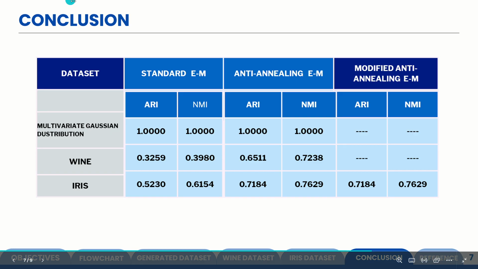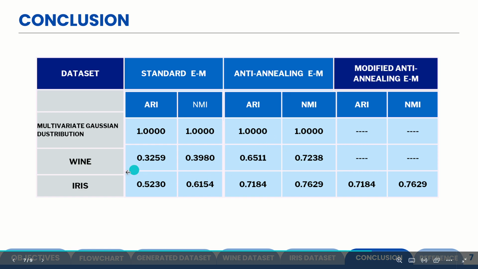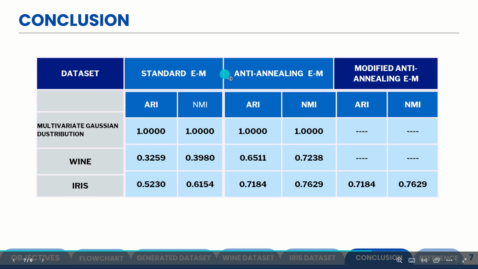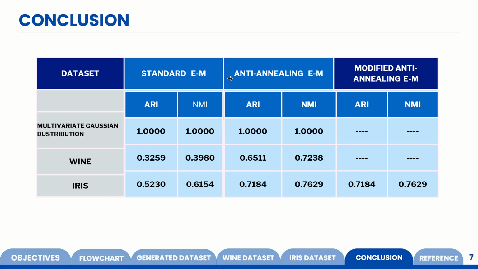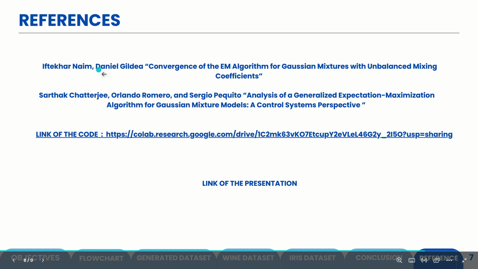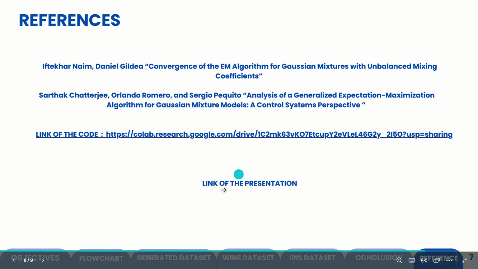The conclusion is in the tabular form. For these three data sets, we have standard, anti-annealing, and modified anti-annealing. We have our ARI and NMI values for all three, and you can see our modified anti-annealing expectation maximization algorithm for iris performed much better than the other two. In the previous two data sets also, we can see that the anti-annealing expectation maximization algorithm gives better results than the standard one. So here are our references, and now we can look at the code.